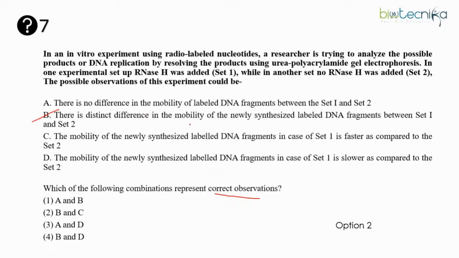There is a distinct difference in the mobility of the newly synthesized labeled DNA fragments between set 1 and set 2. Okay? And what is the difference? The mobility of the newly synthesized labeled DNA fragment in case of set 1 is faster as compared to set 2 because in set 1, the entire strand is made up of the dNTPs. There is no primer present. Okay, everything has been replaced because you have added RNase H.